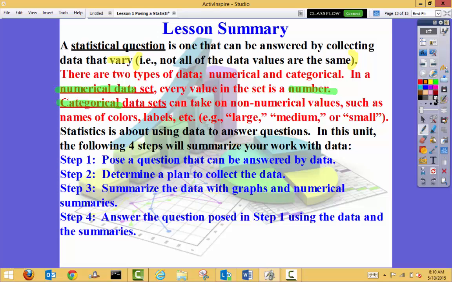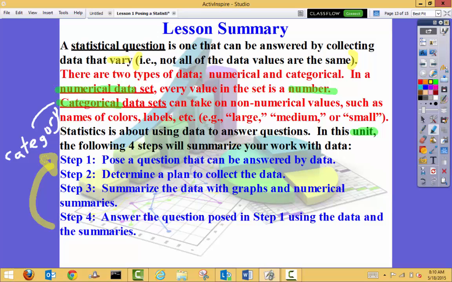What's my base word again? In categorical, well, it is category. And that's if I can squeeze it all on here. Yeah, it is category. Statistics is about using data to answer questions. In this unit, so not all of today, because we're going to be working on it later, the following four steps will summarize your work with data. Pose a question that can be answered by data. Determine a plan to collect the data. Summarize the data with graphs and numerical summaries. Answer the question posed in step one.